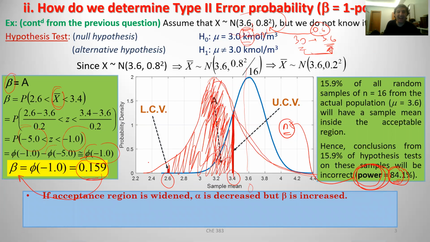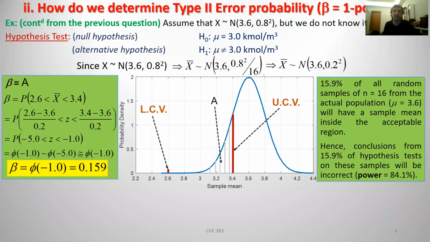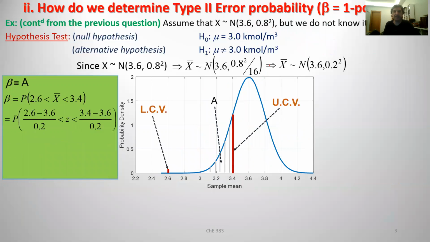So if the acceptance region is widened, alpha is decreased, but beta is increased. Now that relation is the main reason why I also talked about type 2 error. What do I mean by that? One may tend to think at first sight, for instance, let's go back to the previous slide again.